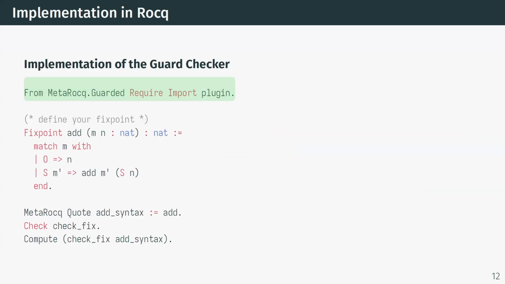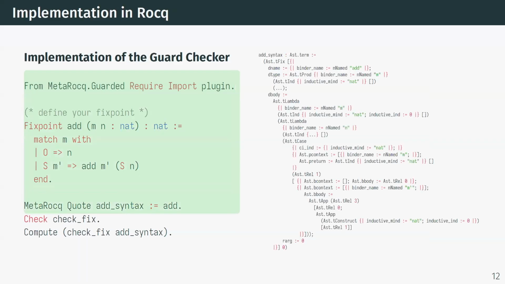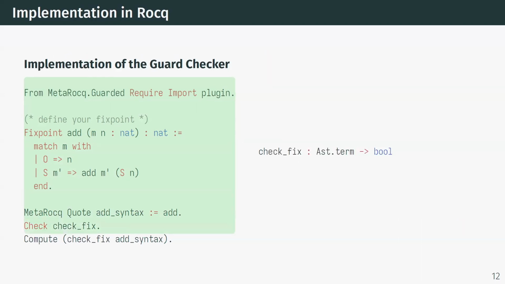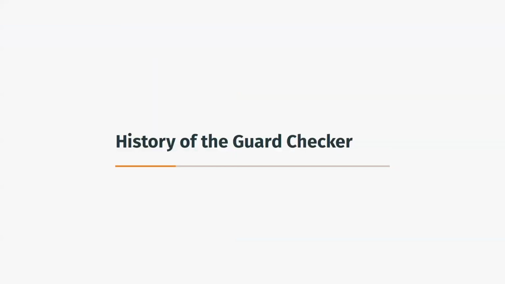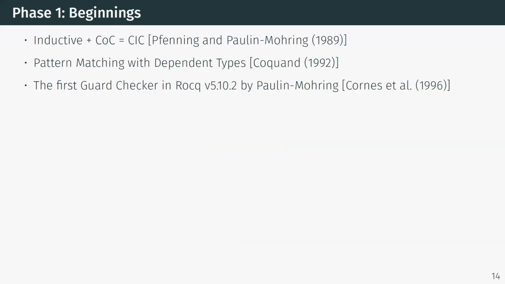Okay, so my implementation looks like this. You can import the plugin, which I wrote. Define fixed points as you would. You can quote the syntax into an AST term object here, and then you can run my favorite little function there, which takes a term and gives you a bool: guarded or not guarded. And here it says yes, so you're happy because your addition is actually guarded, which means terminating.